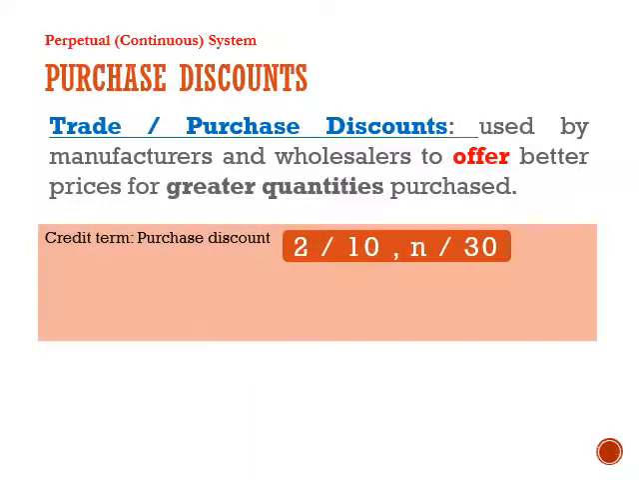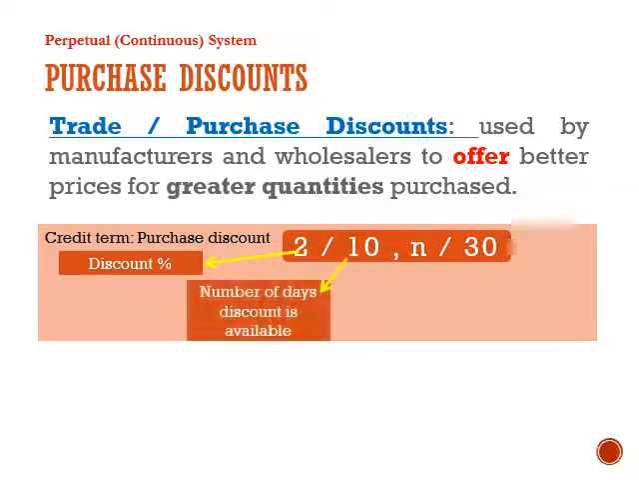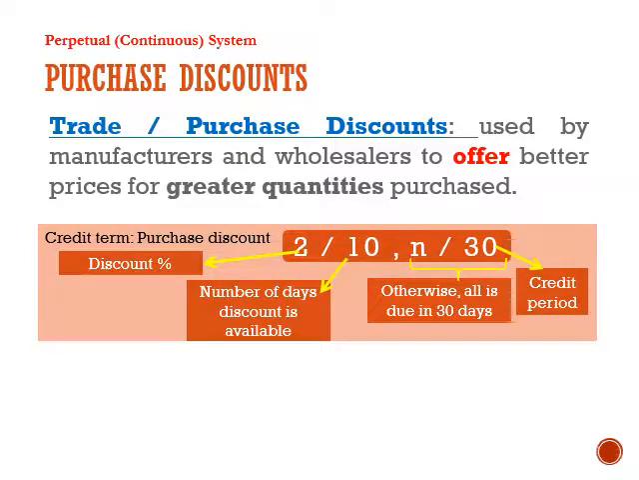For example, here we have a credit term for a purchase, 2/10, n/30. The term says we will get a 2% discount if we pay the full amount owed within 10 days after the purchase. Otherwise, we will have to pay the full amount without discount within 30 days after the purchase. So if you want to have the discount, not only do we need to purchase in greater quantity, but we also need to pay quickly.